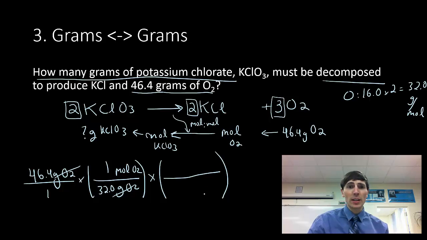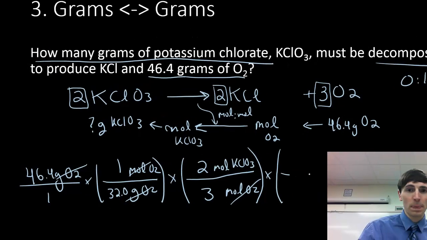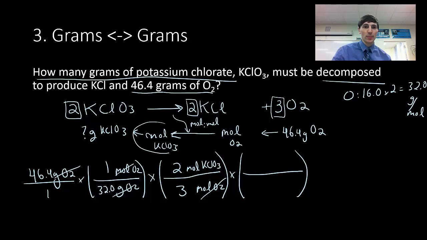I want to get rid of moles of O2 and convert to the quantity I'm trying to get to, KClO3, but first we have to get to moles of KClO3. So now I'm going to find how those are related, and look at my recipe. For every 2 moles of KClO3, I can produce 3 moles of oxygen. So it's a 2 to 3 relationship.